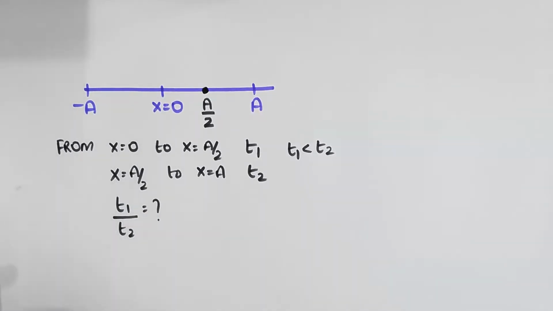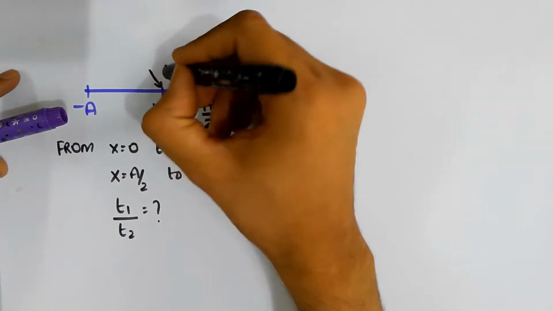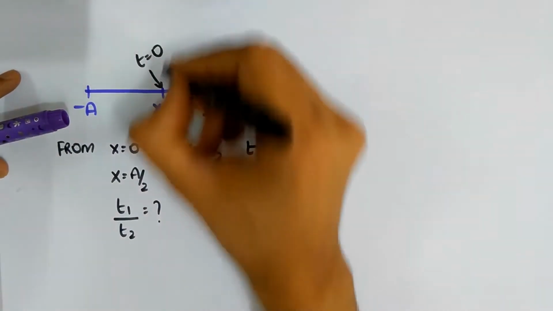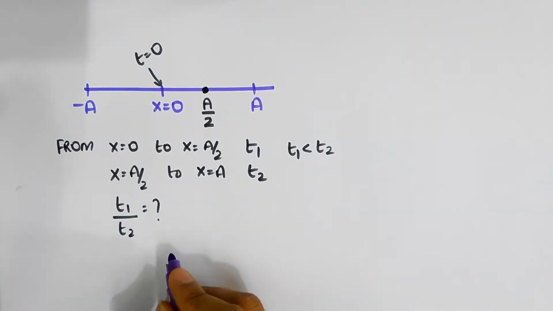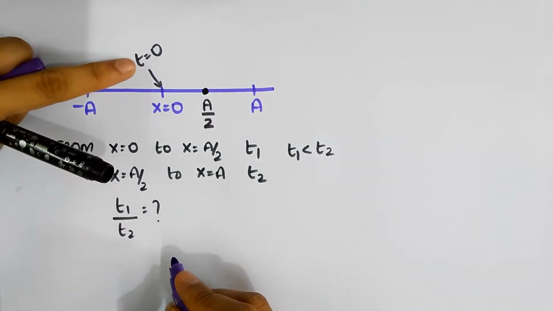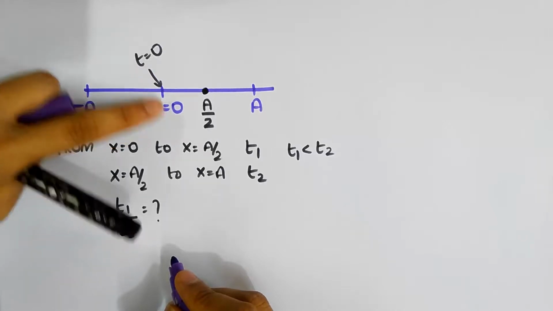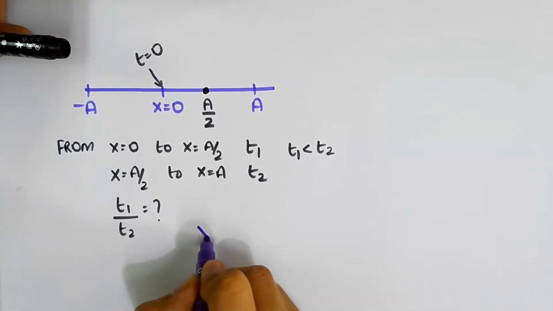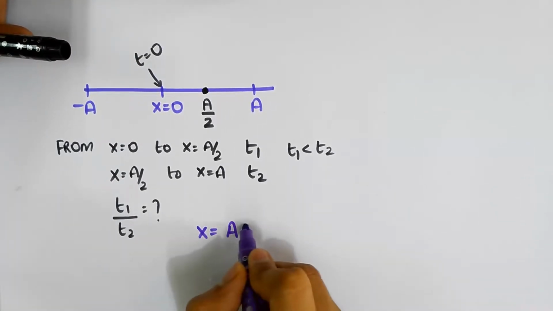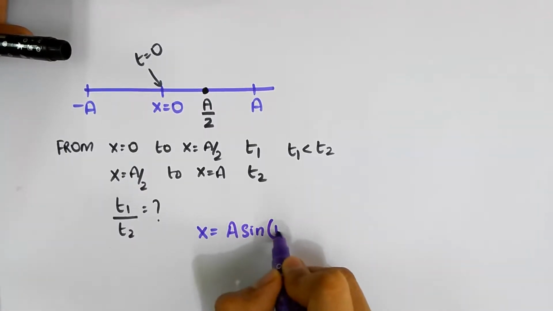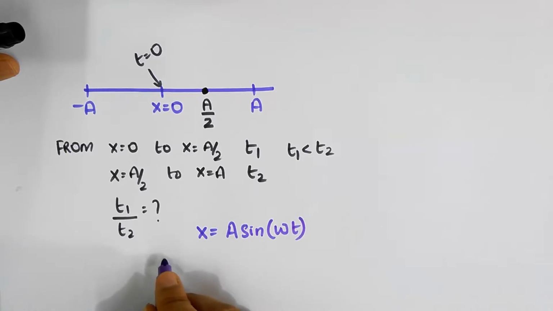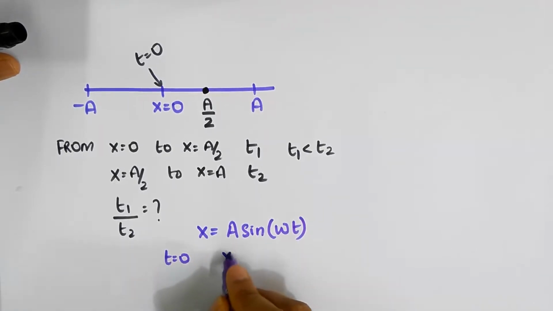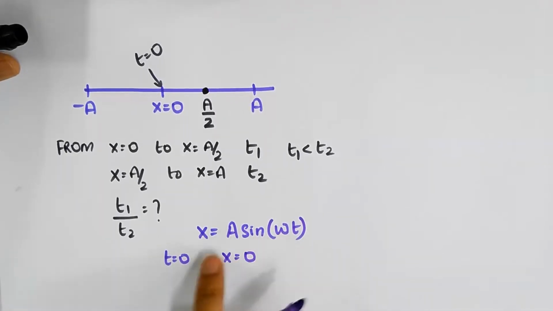Okay, so to do that, let me assume that the particle is over here at t equal to 0. That makes things simpler. So we have to assume a function for x at which the position is 0 at t equals 0. And that function is very easy. That's just the sine function. So I'm going to choose x equals a sine omega t as our function. Notice that when t equals 0, x goes to 0 because sine 0 is 0.